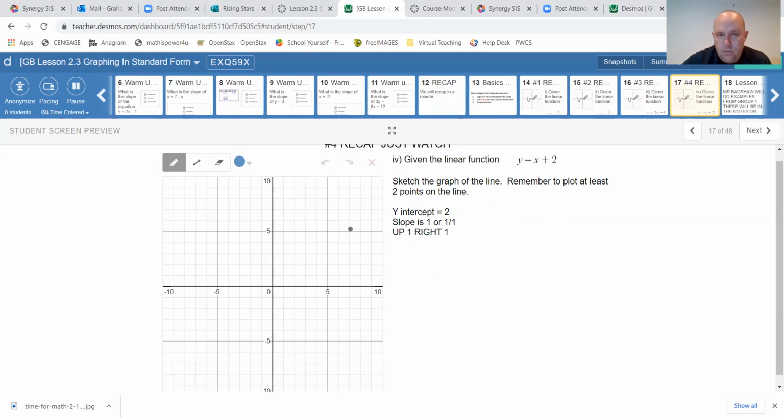x plus 2, so the number without the x tells you where you're going to start from, which is 2. This time when it says x, we've got to remember that x actually means 1x. And like the last question, if it's just a single number, you're going to put it over 1 to make it into a fraction. So you'd go up 1, right 1, up 1, right 1, and so on. And you can join this up with a line as well.